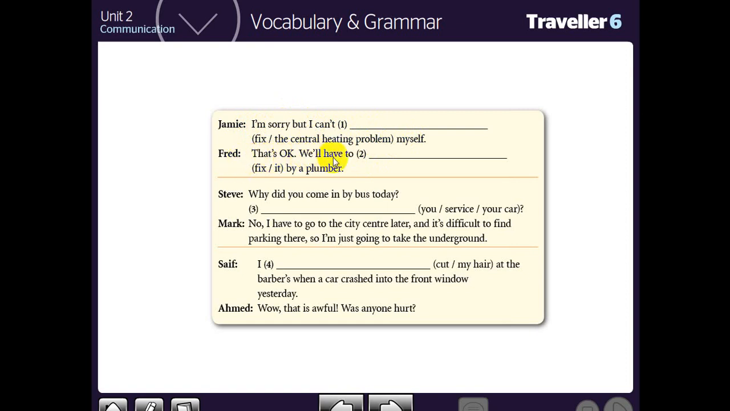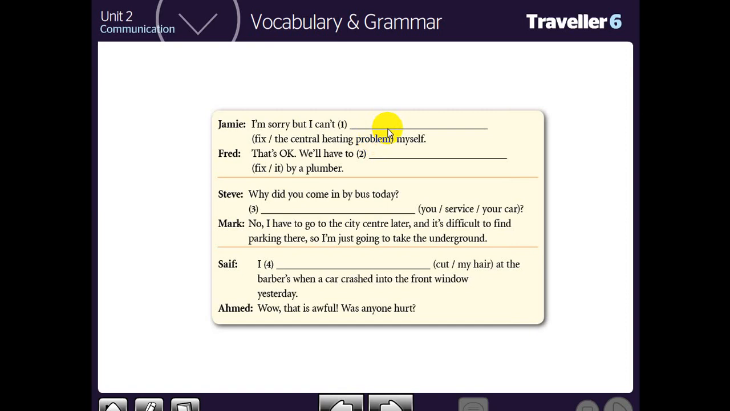We will have to fix it by a plumber. In the first sentence, I'm sorry, but I can't fix the central heating problem myself. Why? Because I am the person who can't fix it.